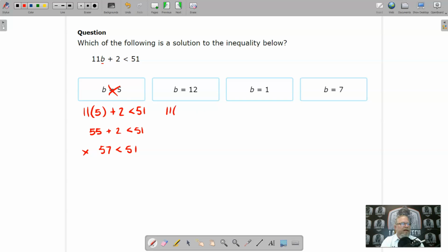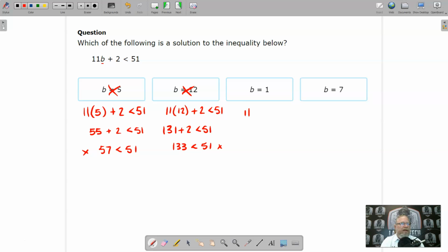Here we have 11 times 12. We're going to substitute in 12 for b. We're going to add 2 and see if it is less than 51. So 11 times 12, well, let me see. I think that's 131 if I'm correct. If I had 10 11s, that'd be 120. Yep, it's 131. 131 plus 2 is less than 51. And then 131 plus 2 is going to be 133. Is this less than 51? No, this is not a true statement. So b equals 12 is not a solution.